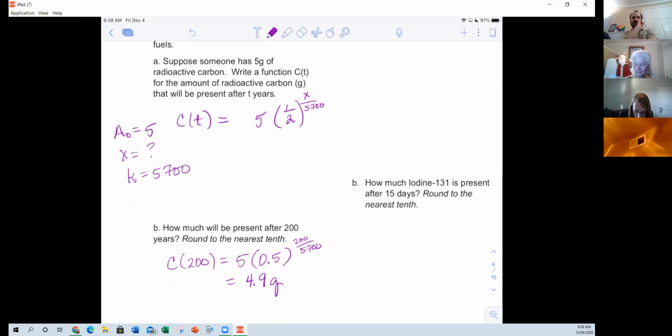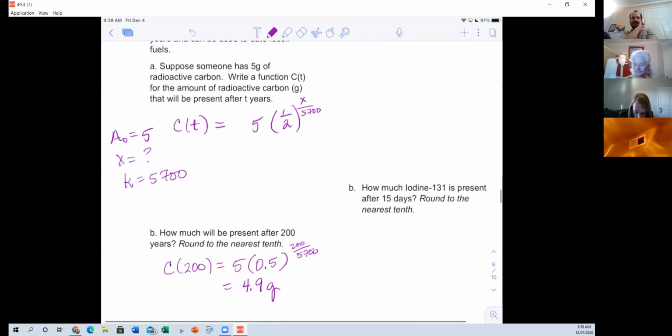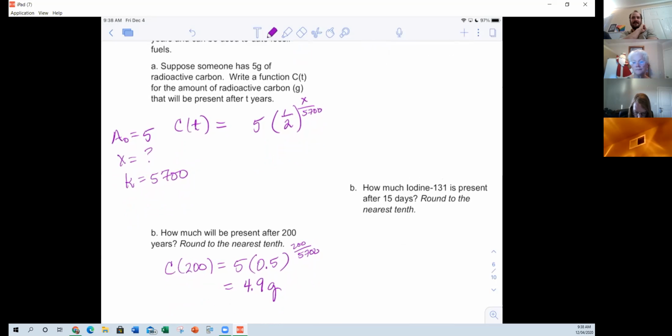So I mentioned it in the notes, but do they know what it means when you date something from carbon? What is the application? What do we call this when we date something from radioactive carbon? Carbon dating? Yeah, it's carbon dating. It's what they're talking about when they talk about carbon dating.